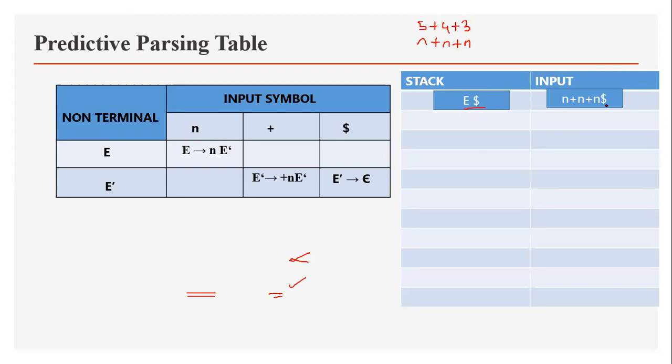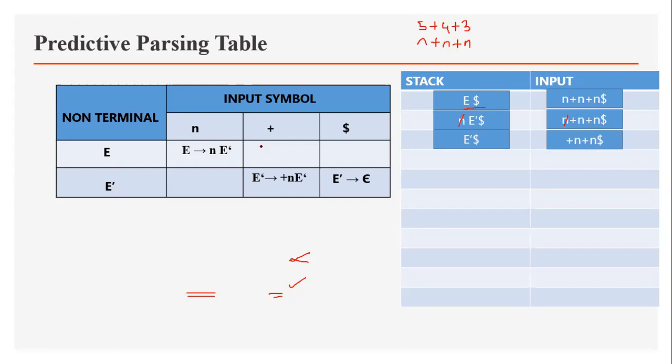Now the first step is E on n. E on n indicates that E should be replaced with n E dash. So this E you can replace with n E dash, and the rest will remain as it is. Now n is at the top and the input also contains n at the top. So n and n cancel. The remaining is E dash dollar, and the input is plus n dollar.